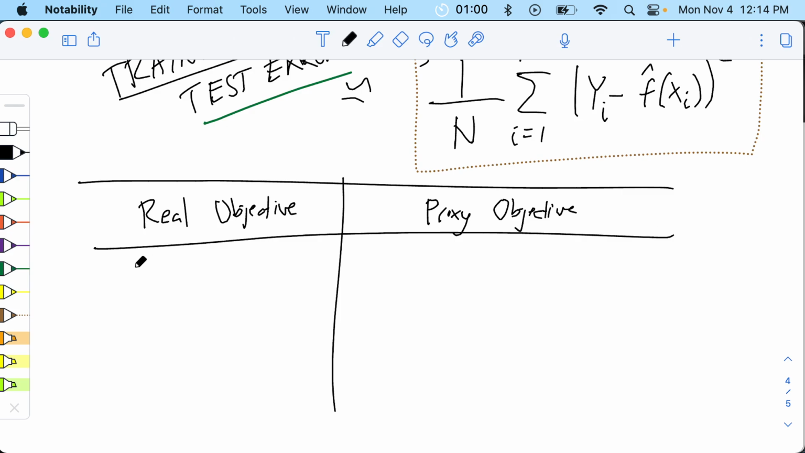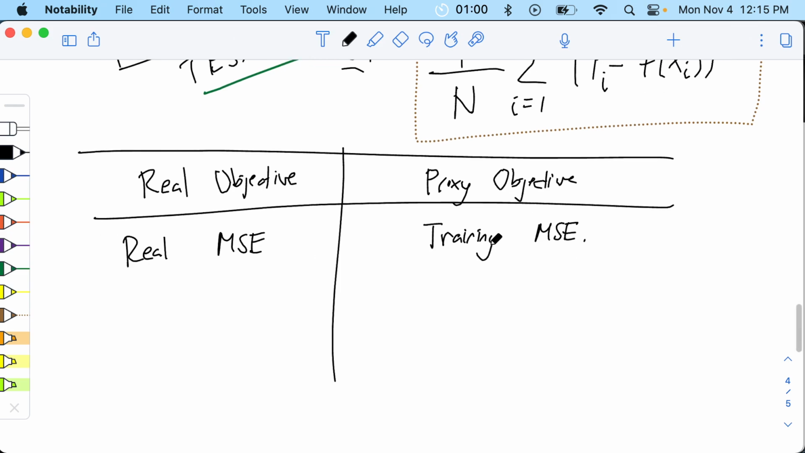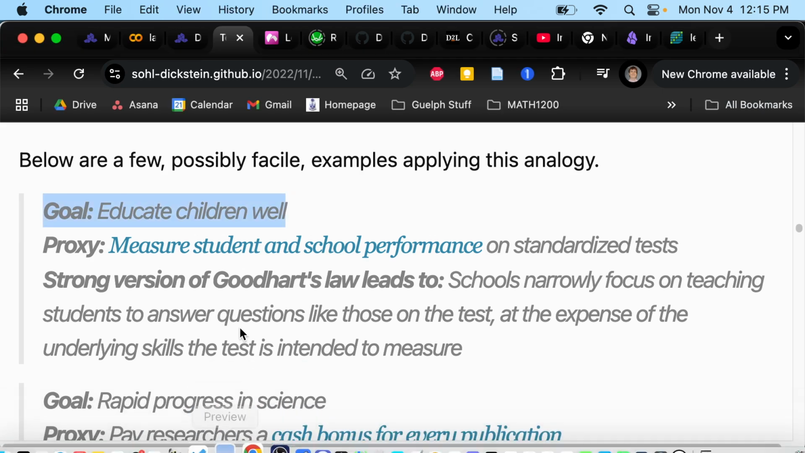And so in our class, it's like the real MSE, that's the example we just did. The real MSE versus the training MSE. And this is why it's so important to be wary of overfitting. If you just make the training error as good as you can, you will make the real mean squared error worse. And the example they gave here is kids learning stuff.